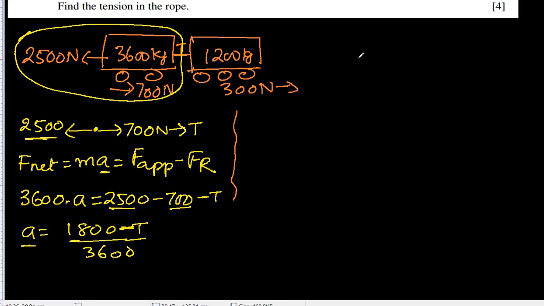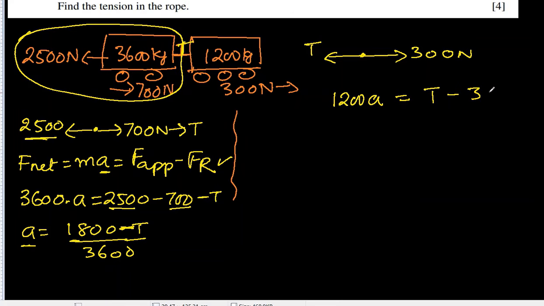Similarly, let me draw a free body diagram for the second body, the trailer. The forward force for this is only tension. Tension is part of both. Tension is the one carrying it forward, but there is a backward force of 300 Newtons, and these are the only two forces. Let me apply the same formula. F net is mass, 1200, times acceleration, equal to the applied force, in this case tension, bringing it forward, minus 300. So acceleration is T minus 300 over 1200.